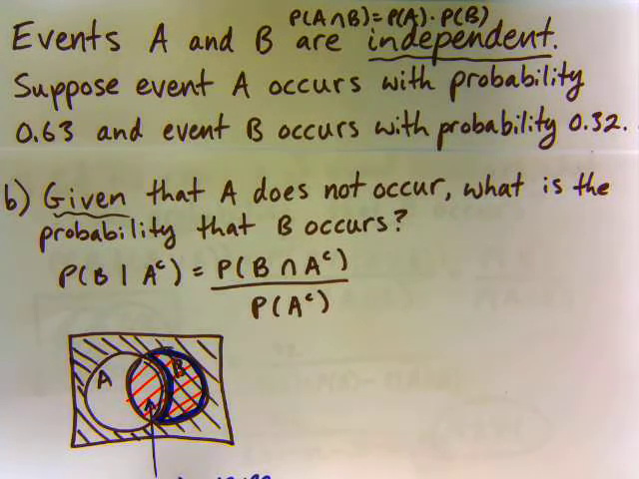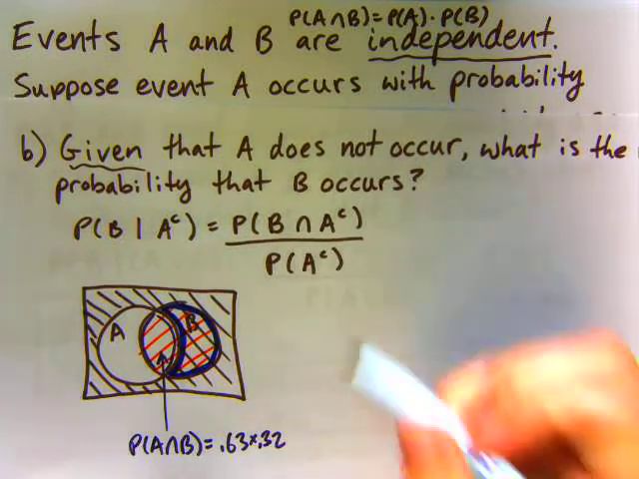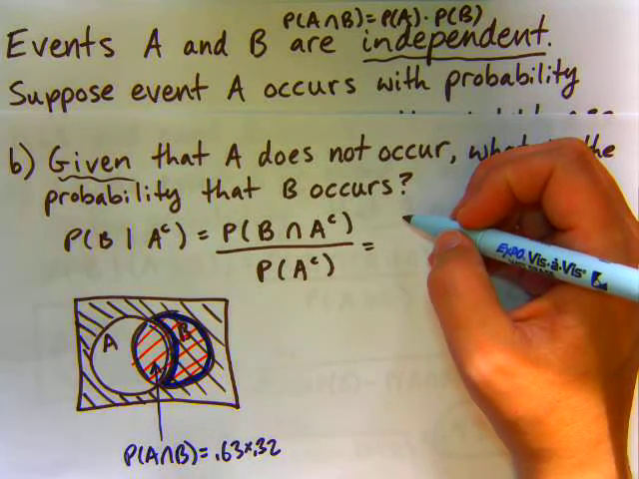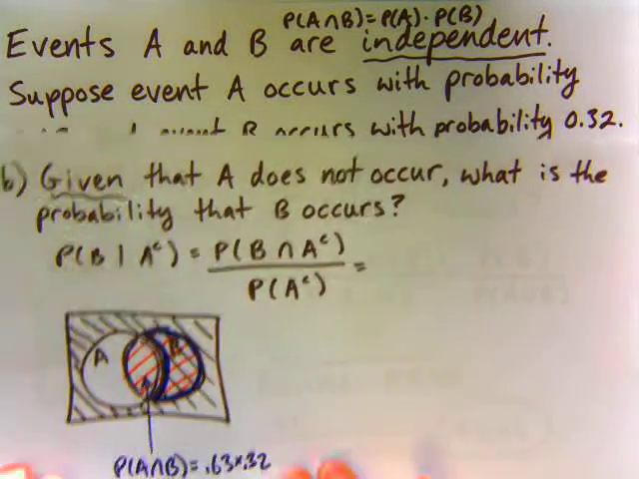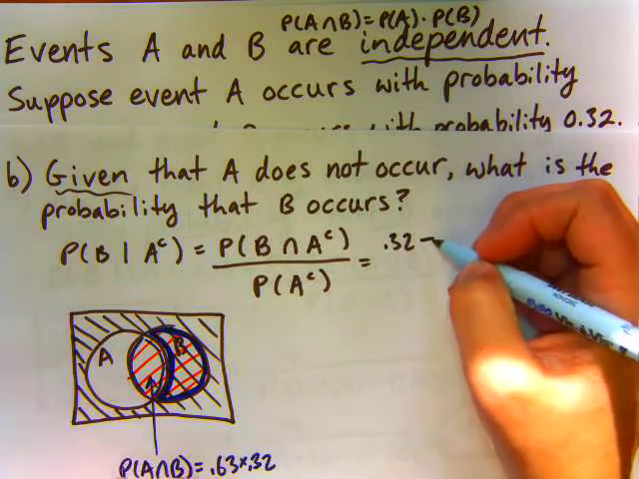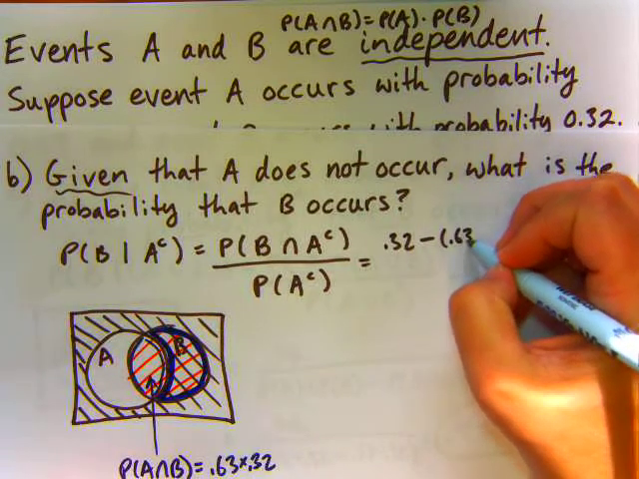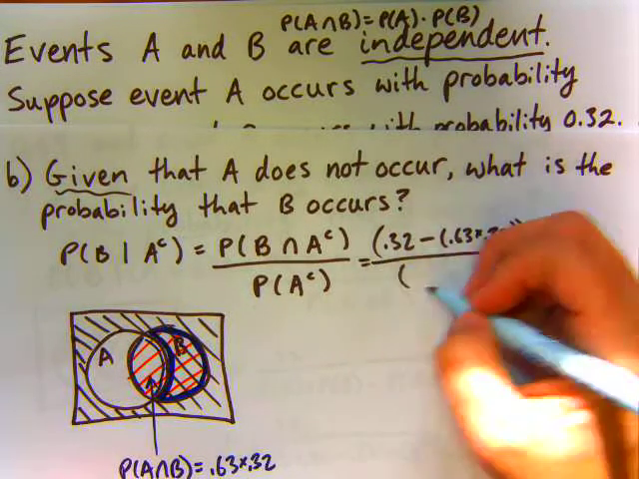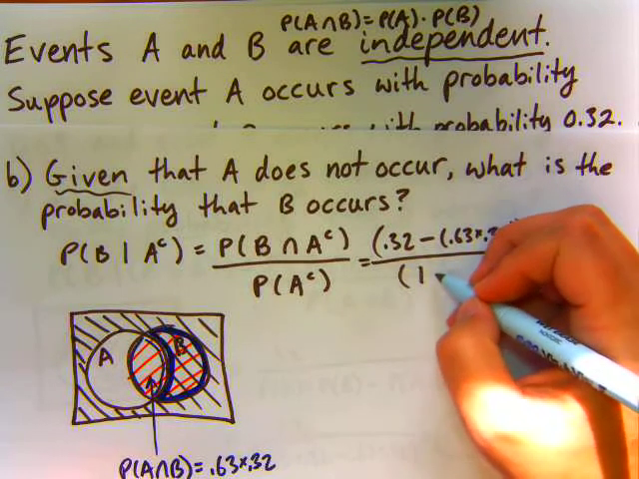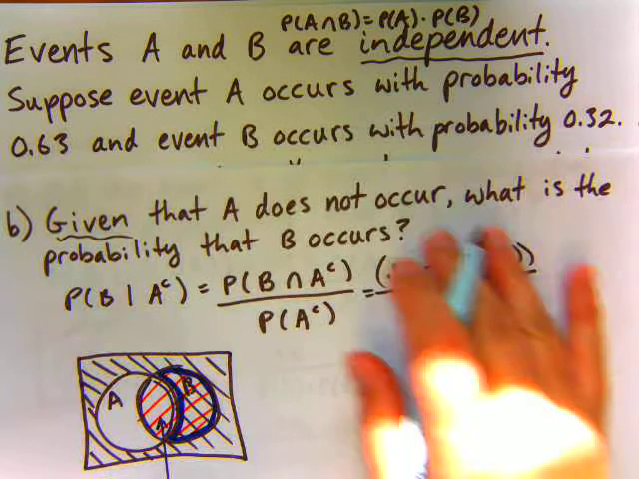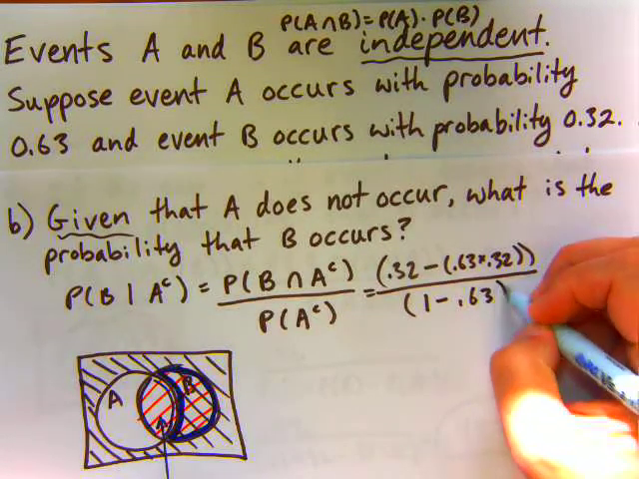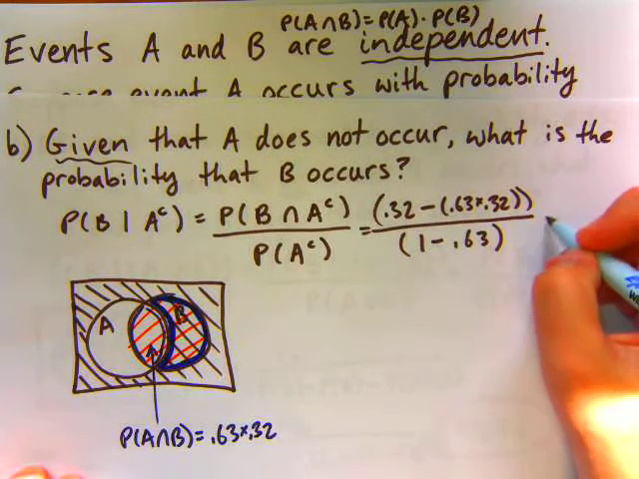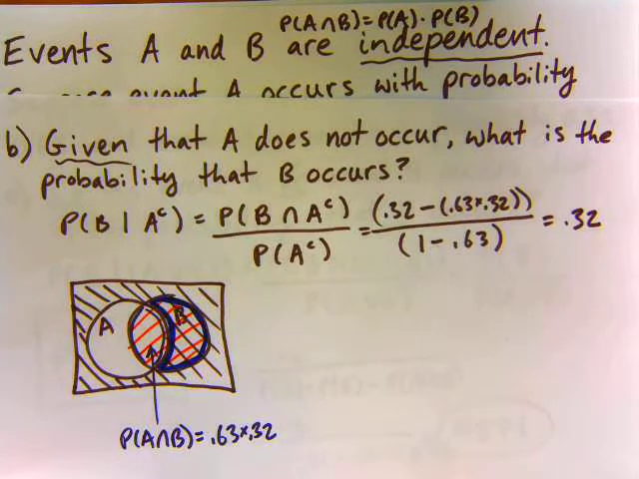So now when I go up here, I would have the probability of B, this piece, which is equal to, what was B? 0.32, minus that intersection of 0.63 times 0.32. And then I'm dividing it by the complement of A. Well, the complement of A would just be 1 minus the probability of A, and the probability of A was 0.63. I have to puzzle these little pieces together, and this will come out to be equal to 0.32.